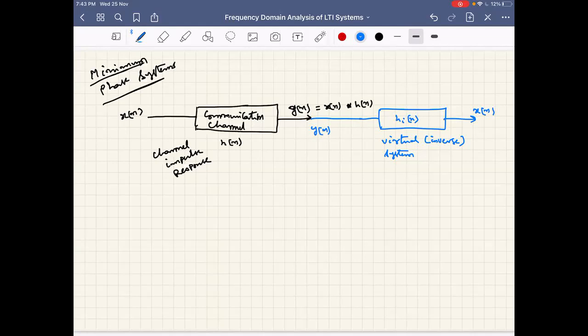How do I get it? If I convolve with h_i[n], what will happen? The output y2[n] is y[n] convolved with the inverse system, which equals x[n] convolved with h[n] and convolved with h_i[n]. This is nothing but delta[n], and hence what I get is x[n]. So the usual practice is to design an inverse system for the effect of the channel, and this system is referred to as a compensator.